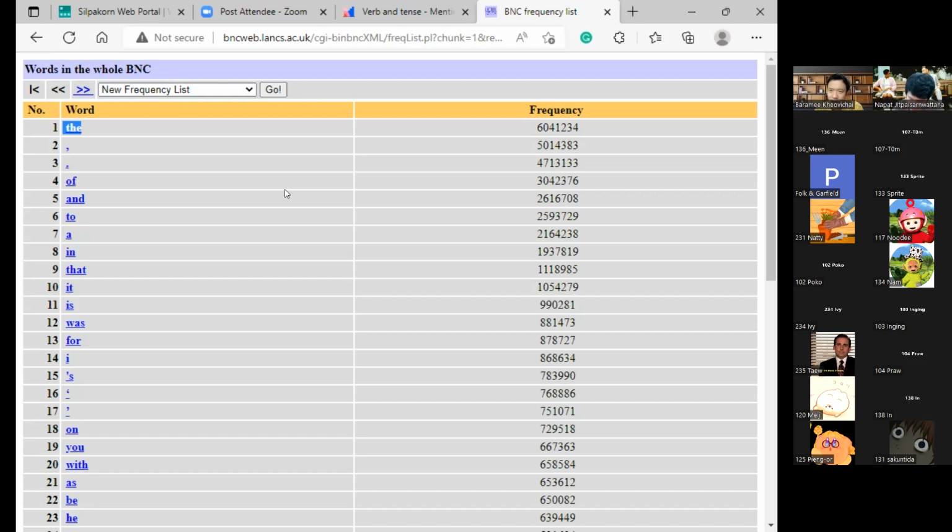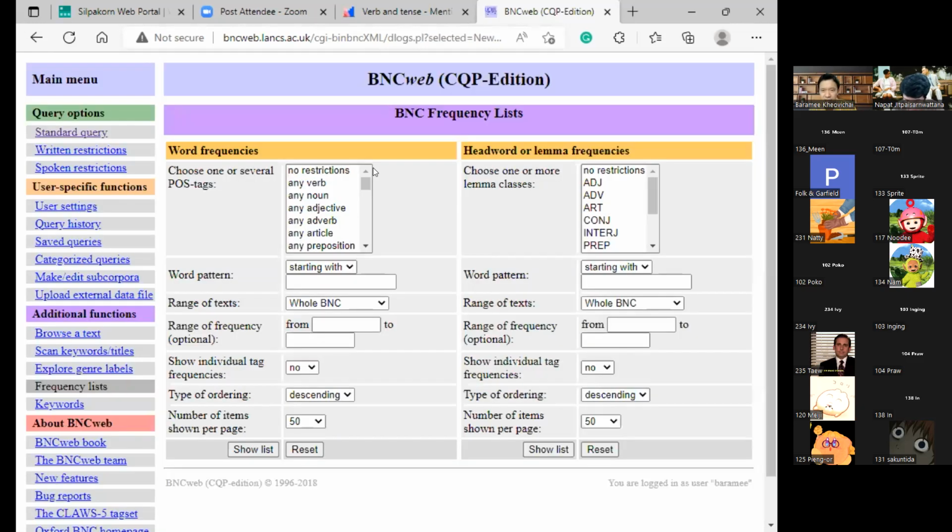Okay, that's why they're used a lot. But apart from this, you can also do something else. For example, you feel like, okay, I see this, but I'm more interested in lexical words. Maybe you want to know the nouns that are used most frequently in English.